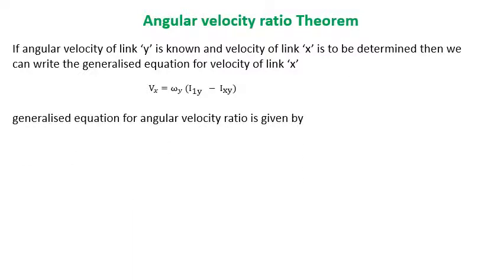Similarly, the generalized equation for the angular velocity ratio is given by omega x by omega y equals I1y into Ixy divided by I1x into Ixy. Suppose omega 4 is known, and we need to find the velocity of link 2. So the velocity of link 2 we need to find.